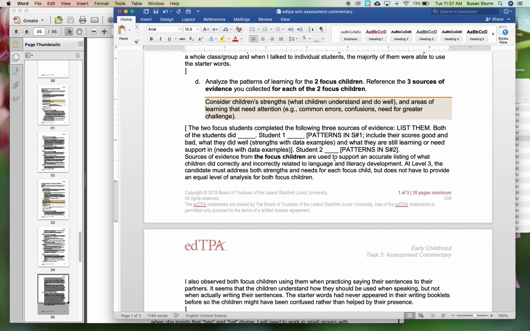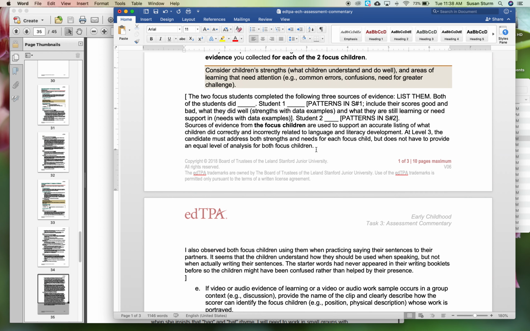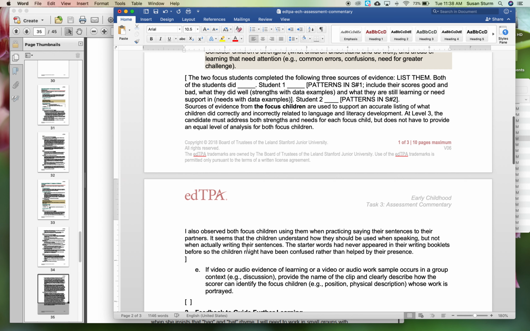You're going to do that for student 2, talking about the score that they've got, the patterns that you see in their data, and then what they did well with an example and what they need more support in with an example. Do that for both of your focus students and you will be good to go. So let's see, what else did I put in here? Sources of evidence are used to support an accurate listing. At a level 3, you do strengths and needs. So you must have strengths and needs for your focus students. And then at a level 4, this is just an example.